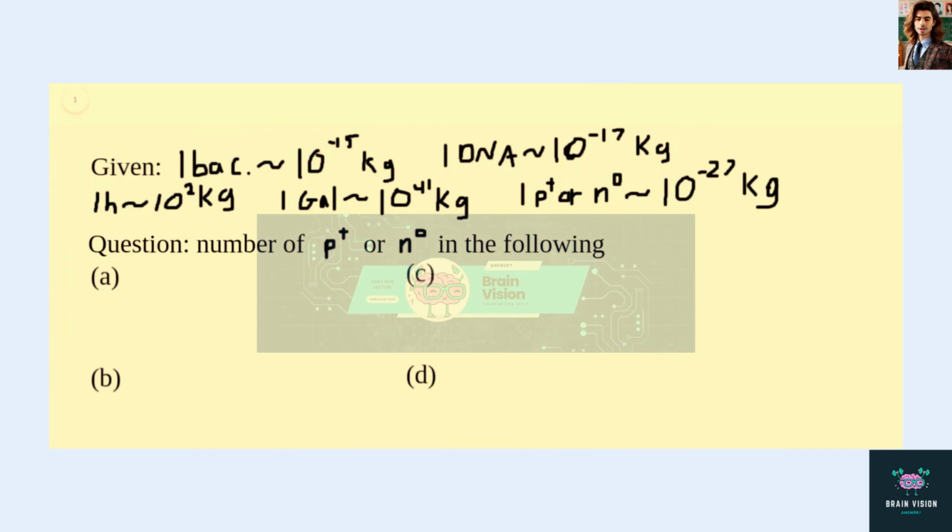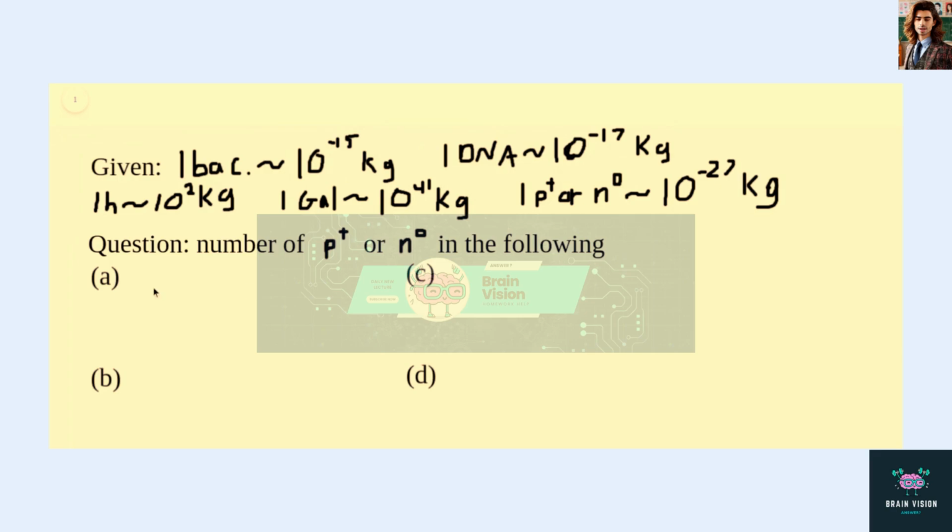Our question says, use table 3 to estimate the total number of protons or neutrons in A, a bacterium, B, a DNA molecule, C, the human body, and D, our galaxy. So I wrote down the values given to us in table 3 here.